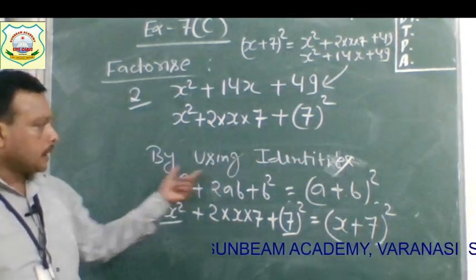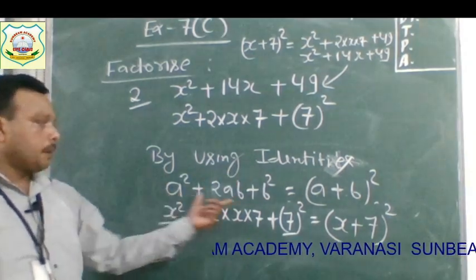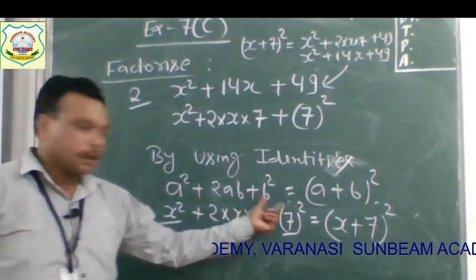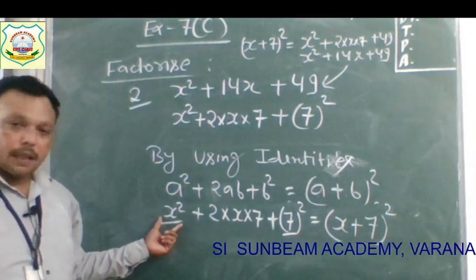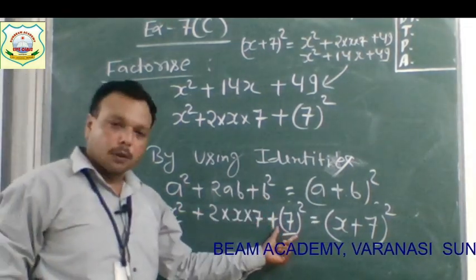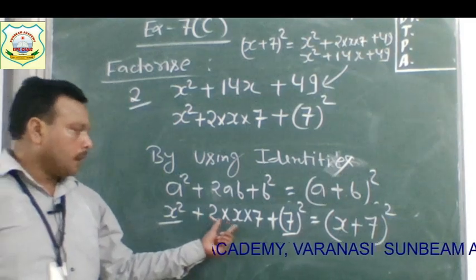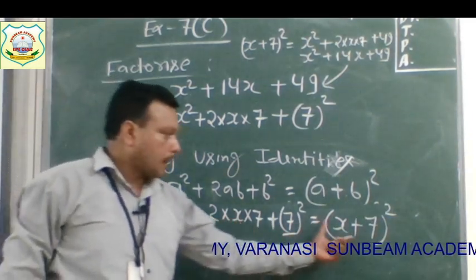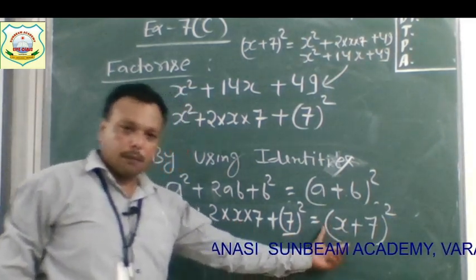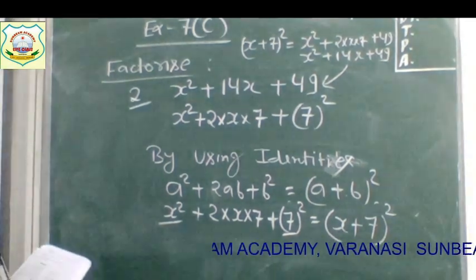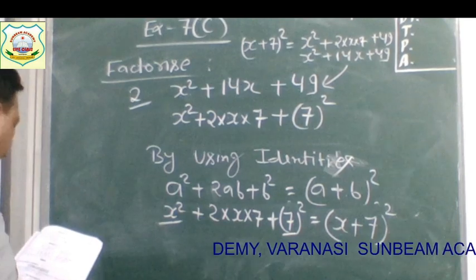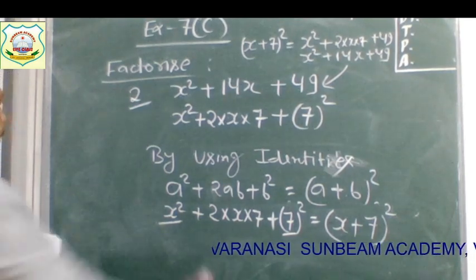So by using the identity a square plus 2ab plus b square, that is a plus b whole square, a square is x square, b is 7 whole square, and plus 2 multiply x into 7, so x plus 7 whole square will be your answer. So students, hope everyone understood. Now let us talk about question number 3.